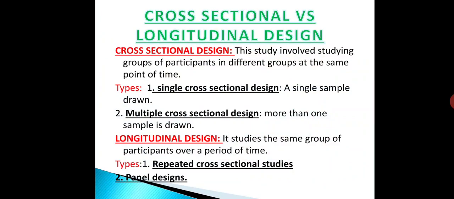And similarly, longitudinal design also has two parts. First, repeated cross-sectional studies. In the case of repeated cross-sectional studies, the cross-sectional data is collected in a succession of surveys at two or more points in time. On the other hand, in panel designs, repeated data is collected from a panel of respondents frequently over a period of time. So this is about cross-sectional design and longitudinal design.